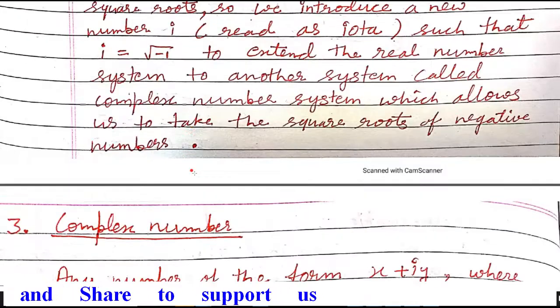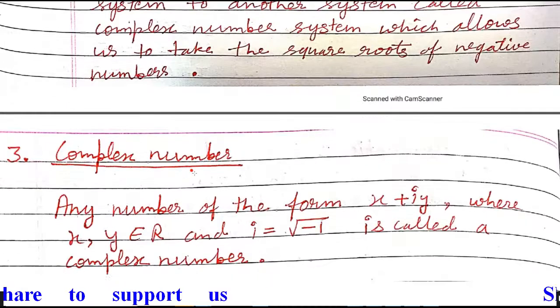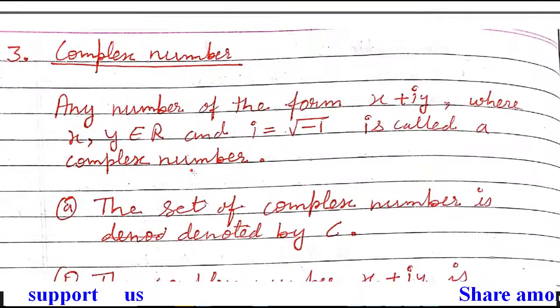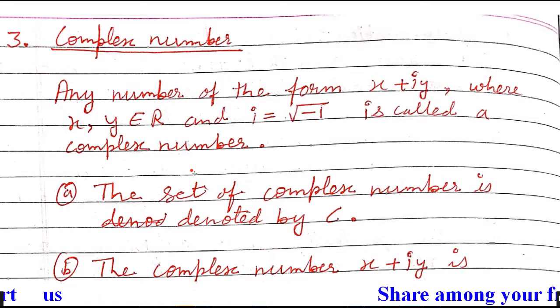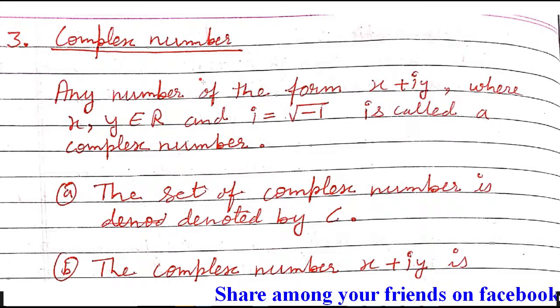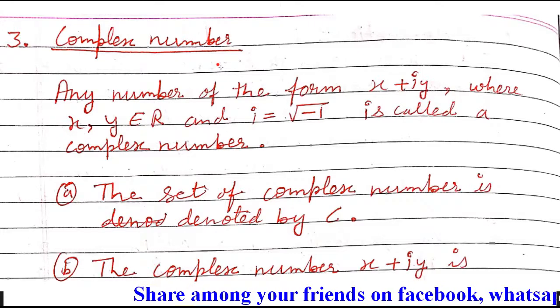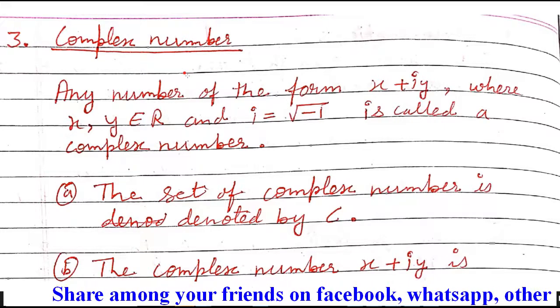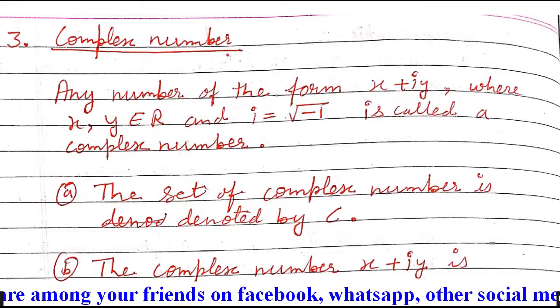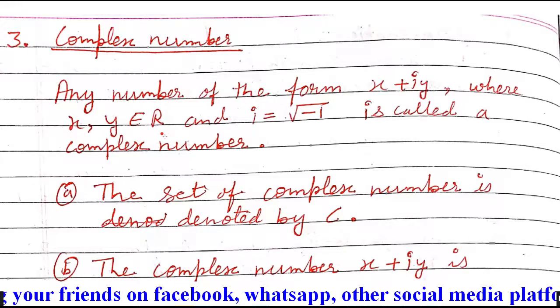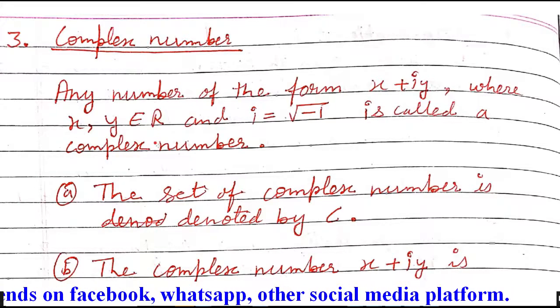So now we move to the third point. It's very clear that to find the square root of negative numbers, we have to go to the complex number system. Before going there, it should be clear to us what complex numbers are. So we have to understand the definition of complex numbers.